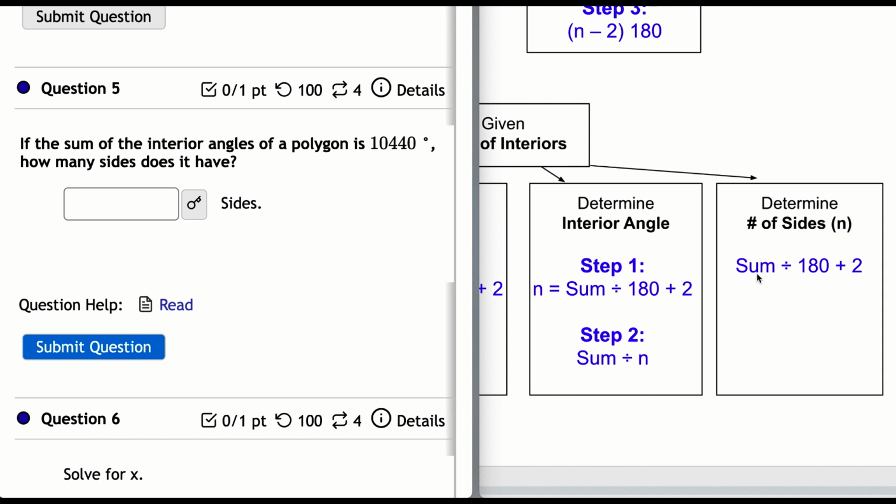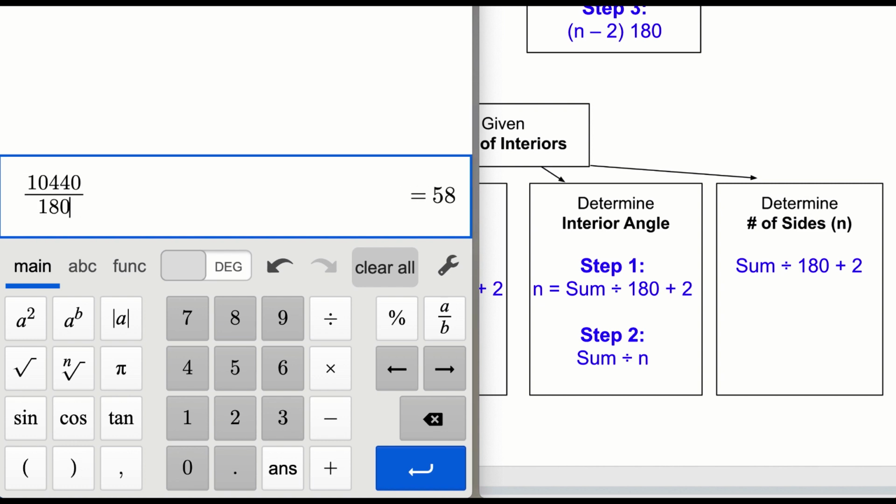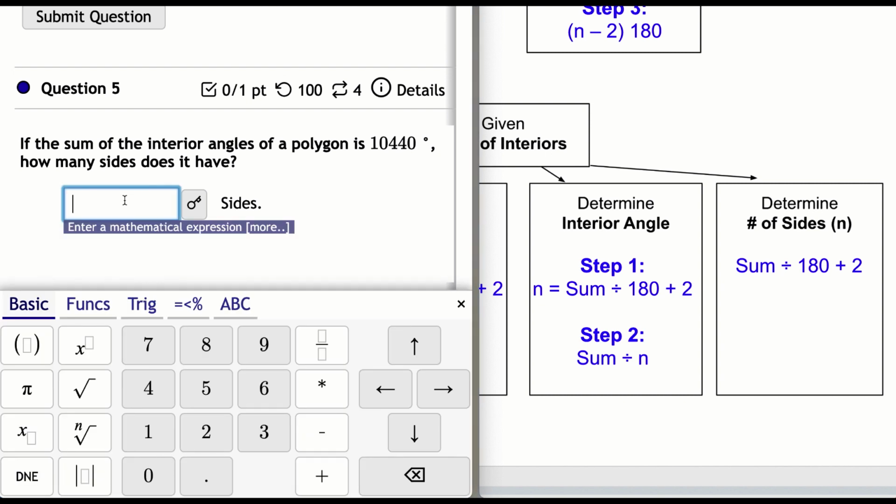That's over here. It just says take your answer of the total degrees, divide it by 180, and then add 2. Let's try that. 10,440. Then it says divide it by 180, and then after all that, add 2. And there's my number of sides. It's a 60-sided figure.